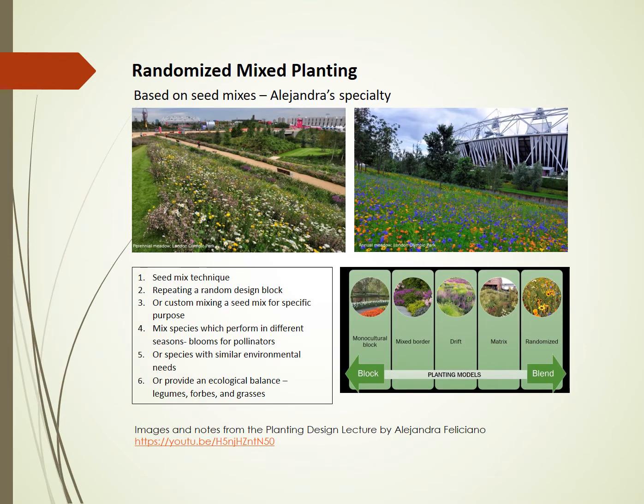One of Alejandra's specialties is composing self-sustaining native plant seed mixes, and her final category on the continuum is called the randomized mixed planting. It is a seed mix based planting model. Because of this, it is the most randomized, blended, and natural of the planting models, and it is meant to change and evolve as plants succeed one another over time. Using seed mixes can be a very cost-effective method of establishing landscapes, especially on slopes and other large areas.